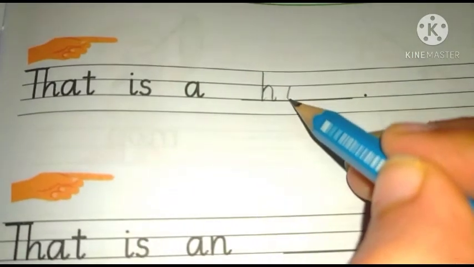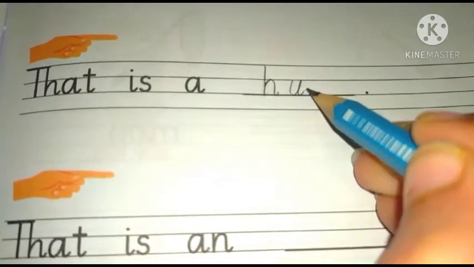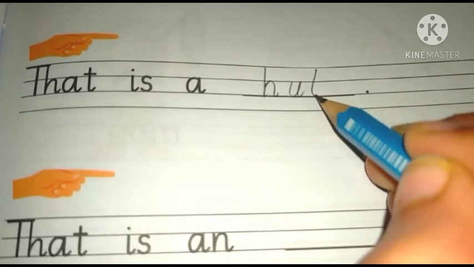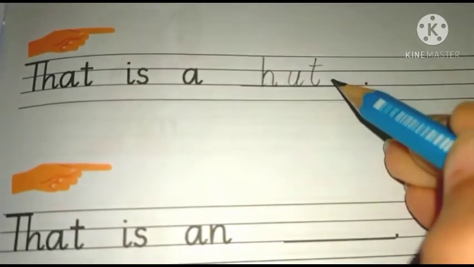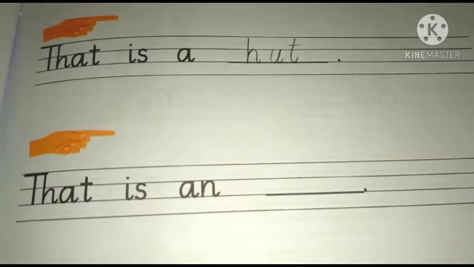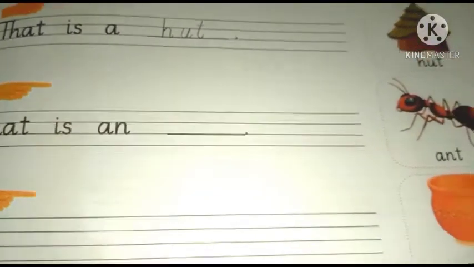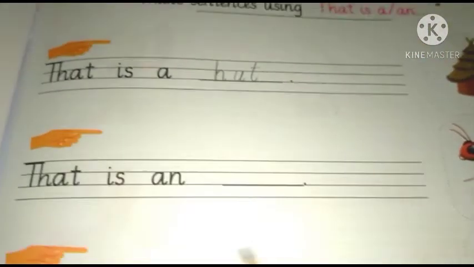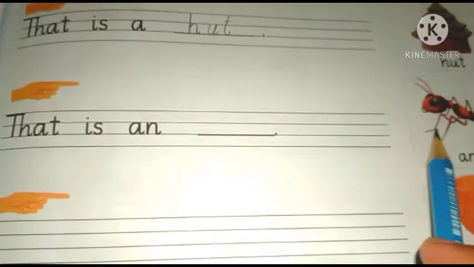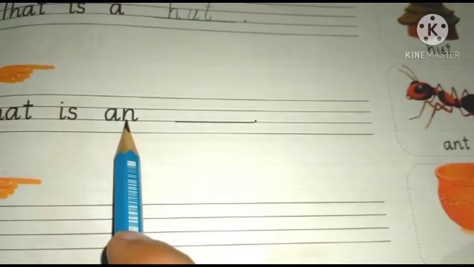That is a hut. The hut is far from the finger, so it is pointed that the hut is far from us. So we will write that is a hut. Look at the next picture. Here is an ant. That is far from us. So that is an ant.